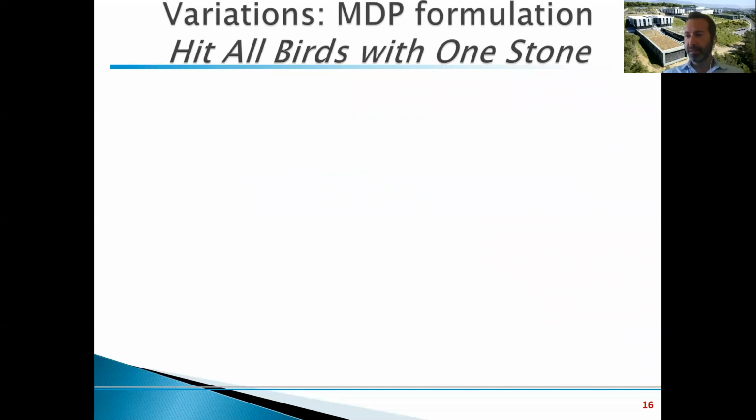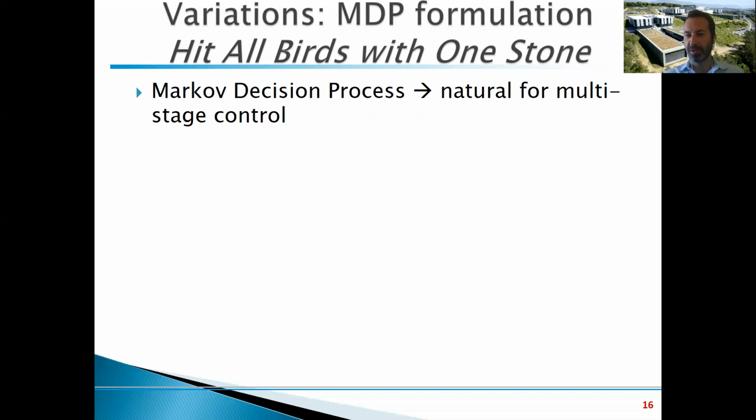So the answer is that yes, there is a way to hit all these birds with one stone. And this stone is Markov decision processes. And in fact, I'm guessing a number of you have been thinking about Markov decision processes, since I have a problem that is basically trying to control a Markov chain. The natural way to do multi-stage control over such a Markov chain is, of course, Markov decision processes. So we tried this a little bit more recently.